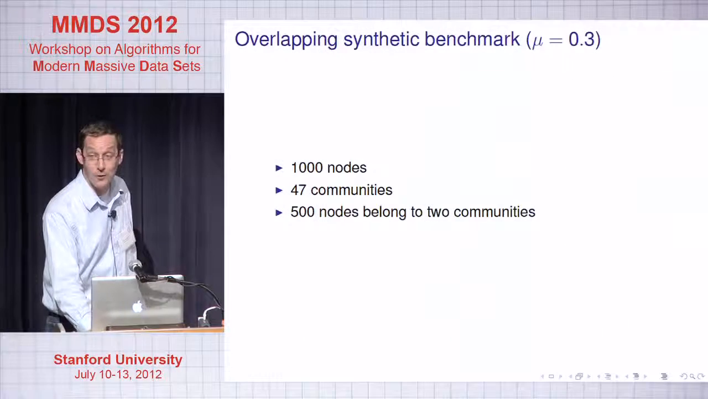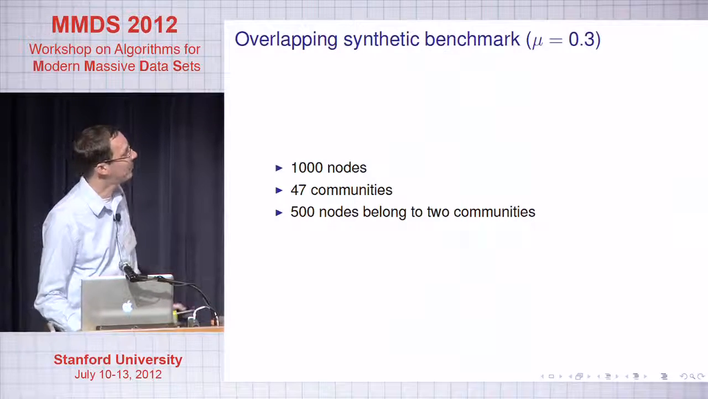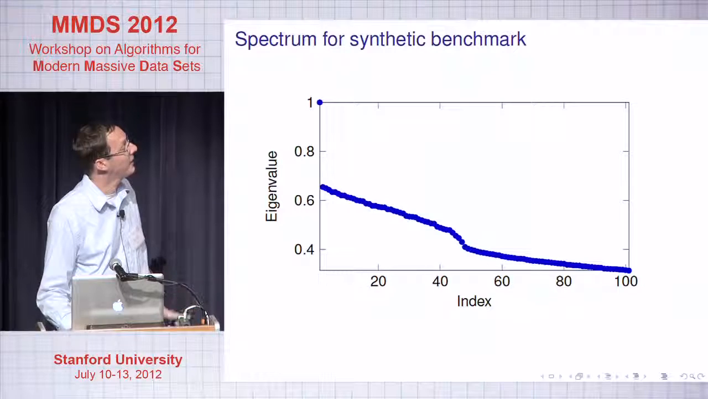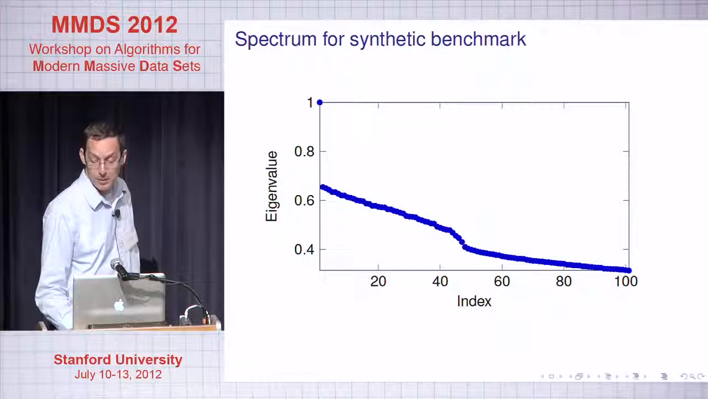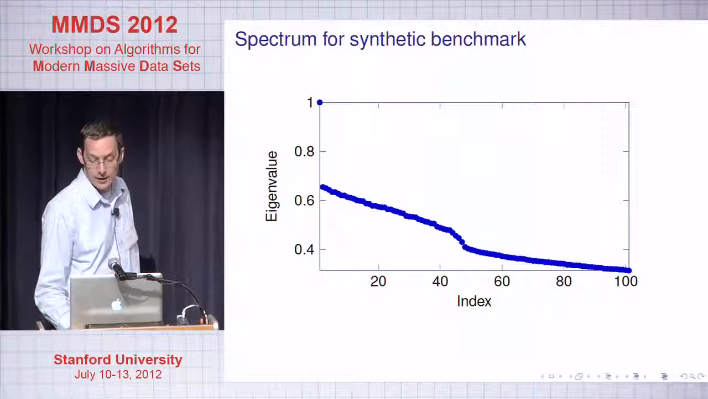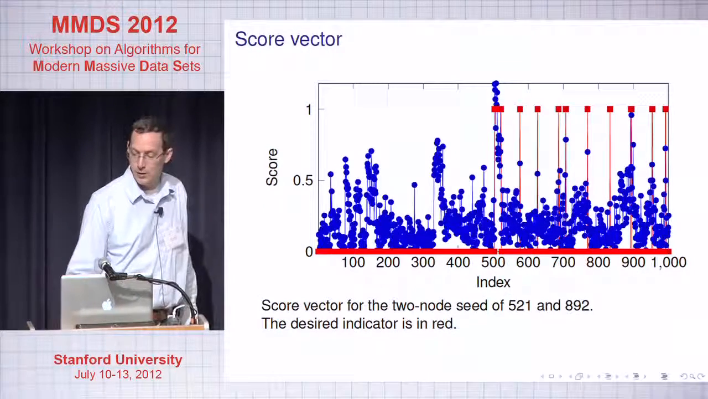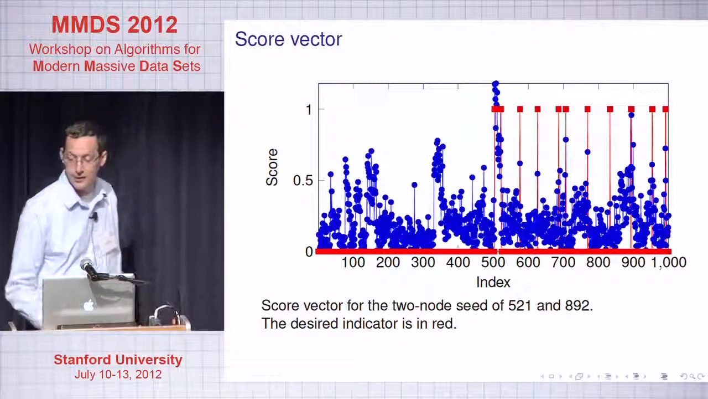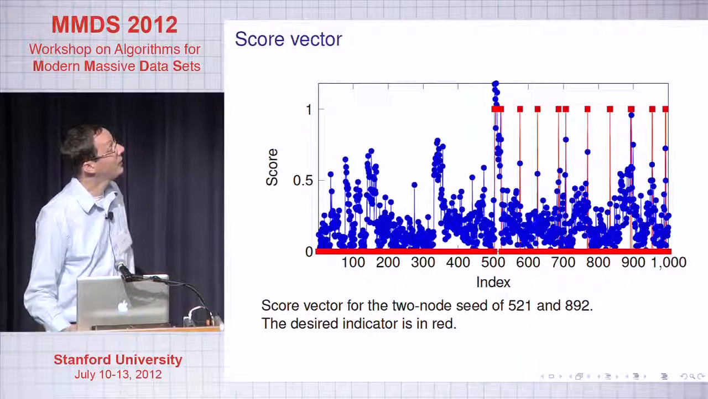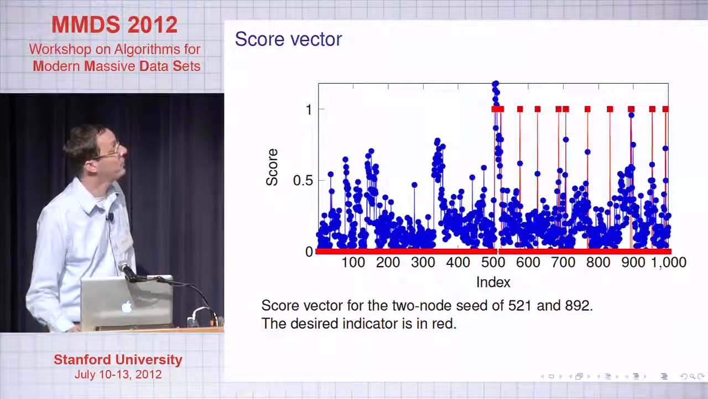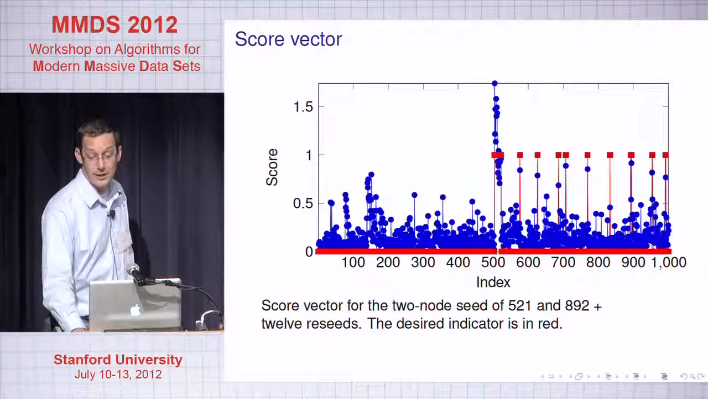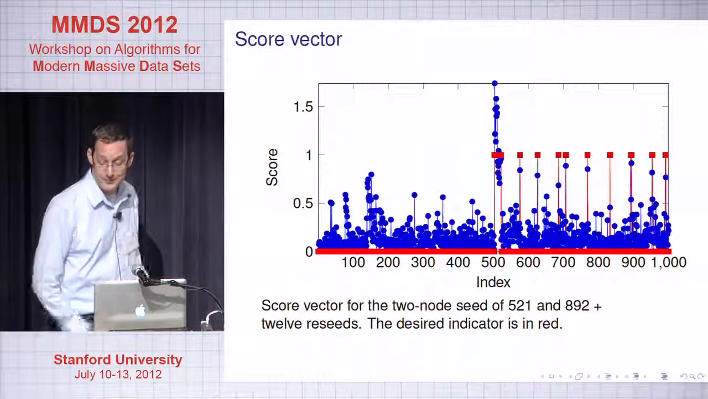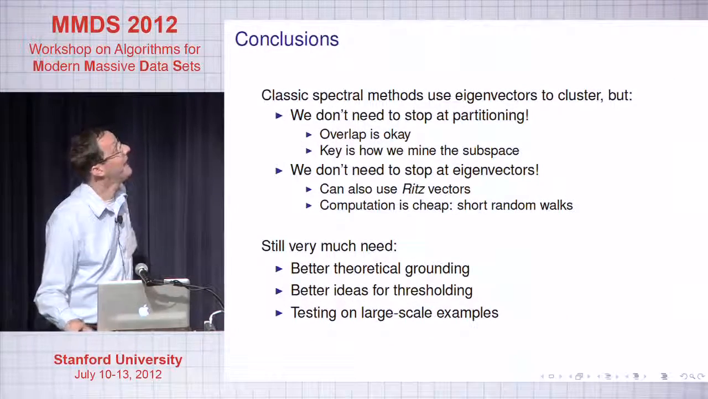What about when we've got overlapping communities? Here the spectrum is much more funky. You've got kind of a bend in the spectrum at the right place, but not a whole lot more than that. If you just do the raw method that I discussed with a single seed, you don't get a whole lot. If you combine information from two seeds, you actually do a pretty good job of reconstructing what one of the communities is.